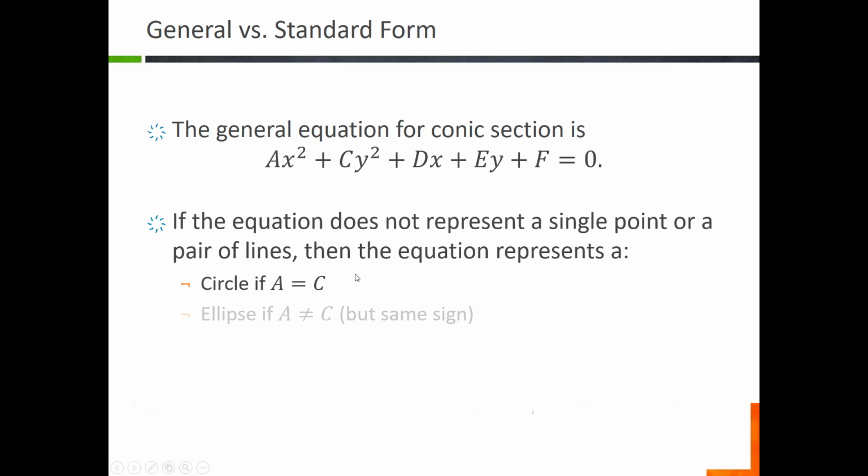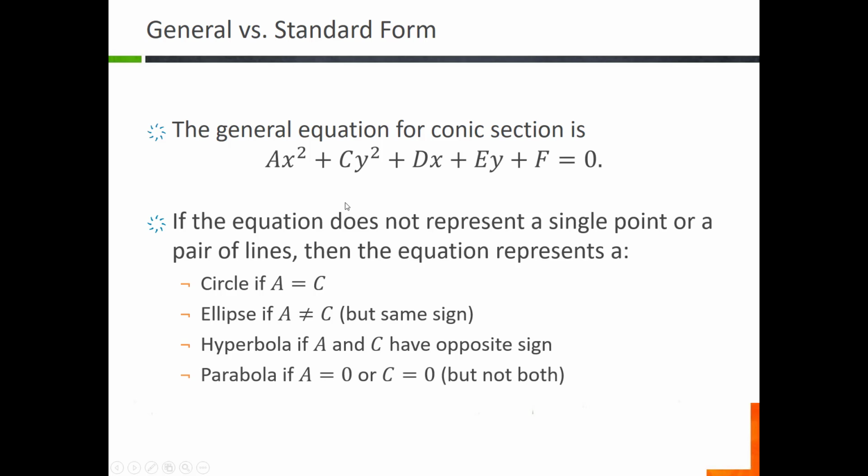We will have an ellipse if a and c are not the same, as long as they have the same sign. We will have a hyperbola if a and c have different signs, so if one is positive and one is negative. And then we'll have a parabola if either a or c is 0. So in other words, we only have one x squared or y squared. We don't have both x squared and y squared.